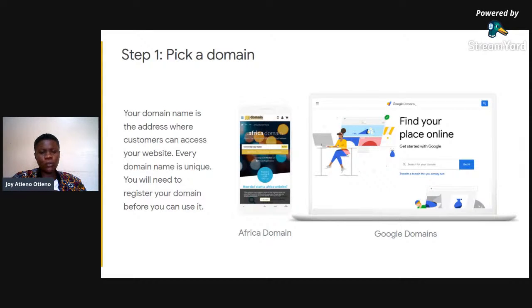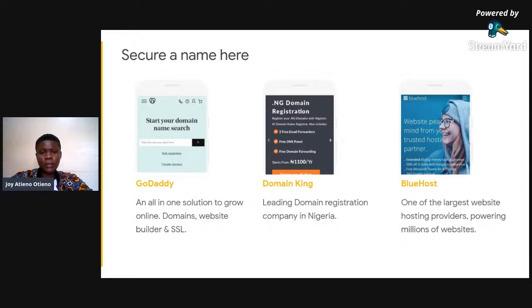Okay, after you pick your domain name, there are so many places where you can go and buy your domain name. So there is Africa Domains, which is very effective. There is Google Domains, and there are many others. There is GoDaddy, there is Domain King, there is Bluehost that you can use. So each one of them has a different advantage that comes with it.